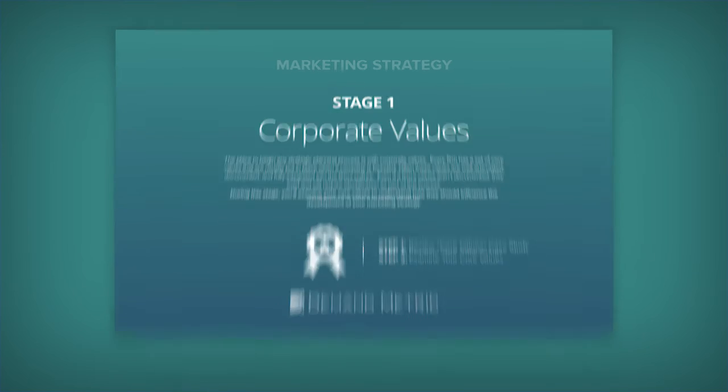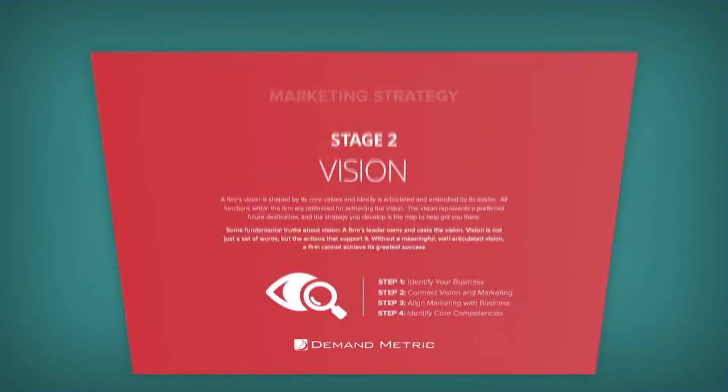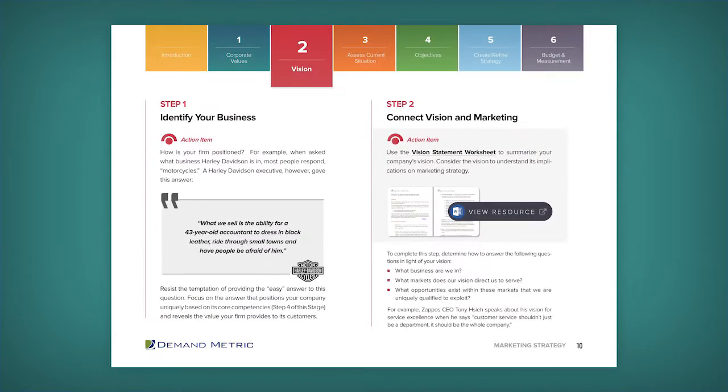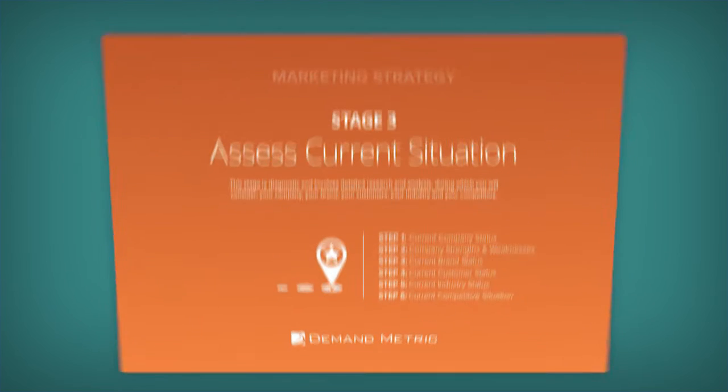Here, the first step is to review the core values case study, and then examine your core values. In stage 2, it's all about vision, and here the first step is to identify your business, and then connect your vision to your marketing. Aligning market with business, and then identifying core competencies.